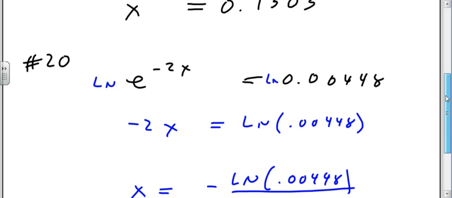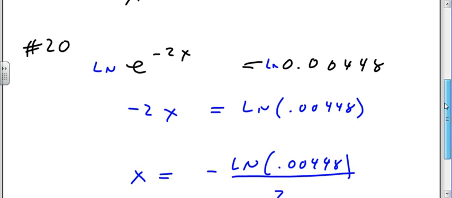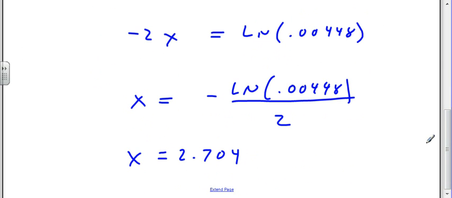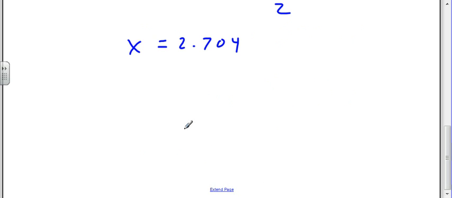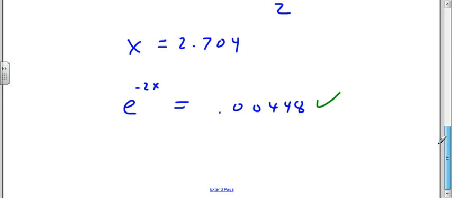Okay, check our work. E raised to the minus 2 times the answer gives me 0.00448, which is exactly what I was supposed to get. Okay, so that's good. All right, excellent.